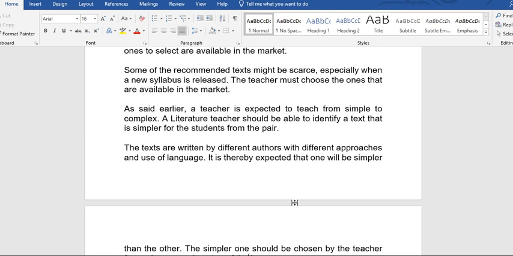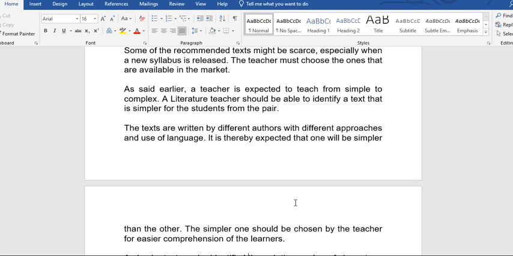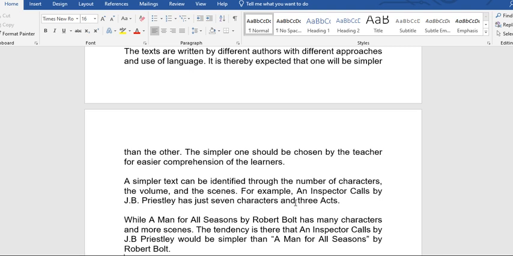As said earlier, a teacher is expected to teach from simple to complex. A literature teacher should be able to identify a text that is simpler for the students from the pair. We have 2 African drama, 2 African prose, 2 non-African drama, 2 non-African prose. So we have to consider the one that is simpler for our students to understand. The texts are written by different authors with different approaches and use of language. It is thereby expected that one will be simpler than the other. The simpler one should be chosen by the teacher for easier comprehension of the learners.